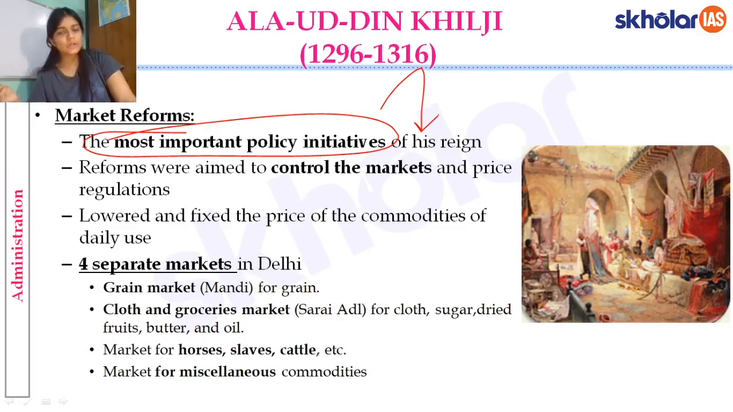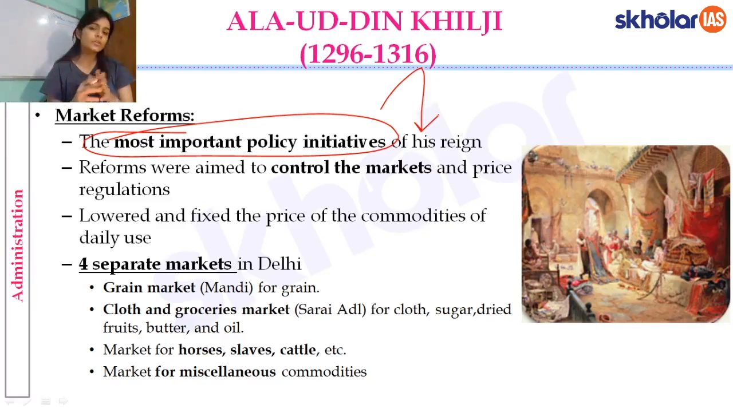There's another opinion of the historians who say that he genuinely wanted to benefit the people. But you should remember to mention the role of the army and his desire to build a strong army linked to the market reforms, because this desire for a big army and big empire is a keynote feature of this Sultan, Alauddin Khilji. Anyway, coming back to the market reforms, I said the most important policy initiatives.